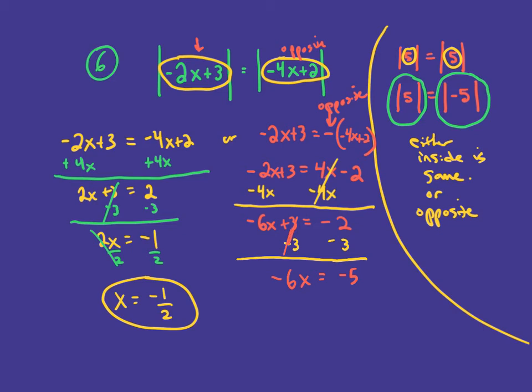Negative 6x equals negative 5, and then divide by negative 6. And x equals negative 5 over negative 6, so the negative on top and the negative on bottom cancel each other out, and we end up with a positive answer. So we've got two answers here, negative 1/2 and 5/6.